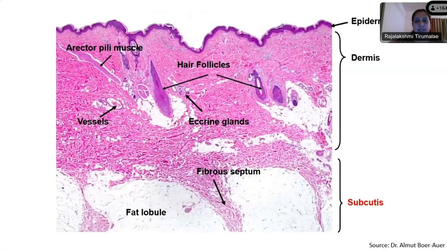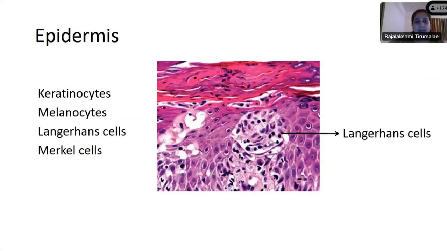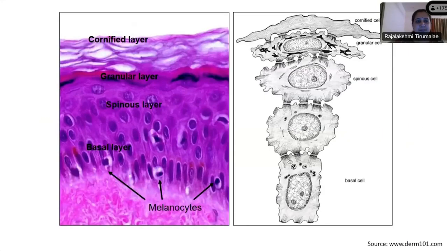So to begin with, we know that the skin is the largest organ in the body, and it has two parts, the epidermis and the dermis. The subcutis, technically not a part of the skin, but nevertheless, it's sampled in the biopsy, so we see it all the time. So there are different structures that we see in the skin. And in the epidermis, the cells that we encounter, all of us know, are the keratinocytes, melanocytes, Langerhans cells, and Merkel cells.